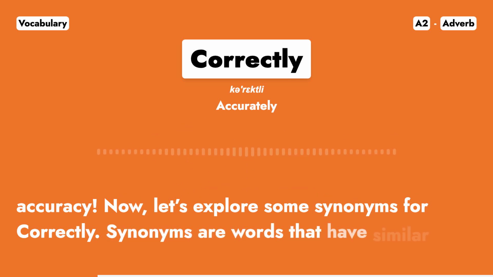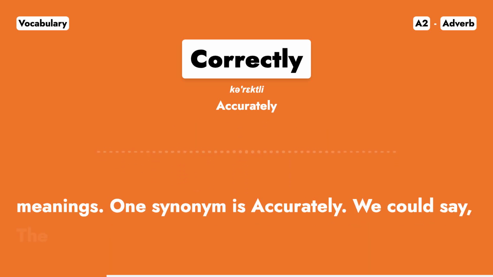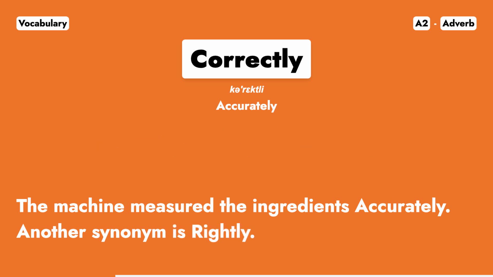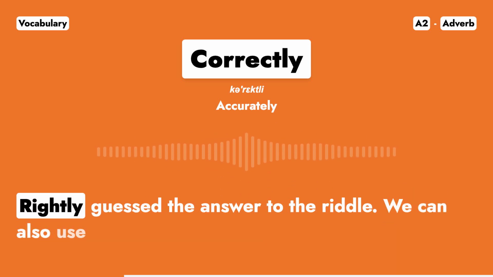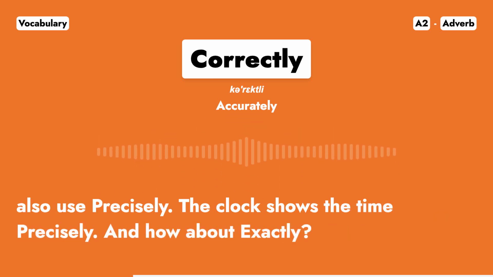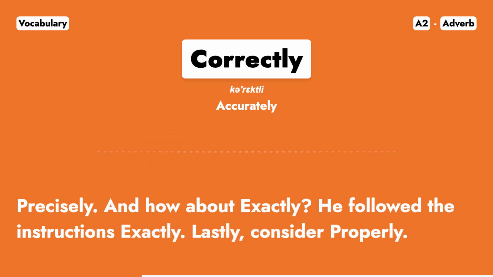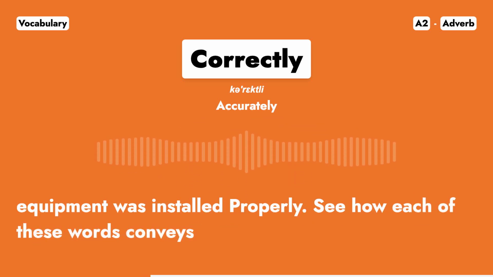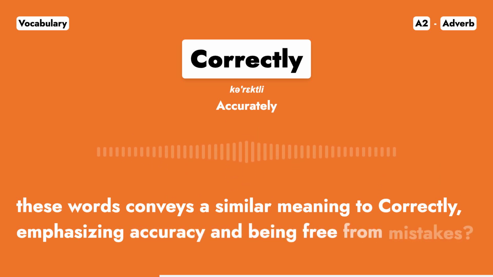Now, let's explore some synonyms for correctly. Synonyms are words that have similar meanings. One synonym is accurately. We could say, the machine measured the ingredients accurately. Another synonym is rightly. For example, you rightly guessed the answer to the riddle. We can also use precisely. The clock shows the time precisely. And how about exactly? He followed the instructions exactly. Lastly, consider properly. The equipment was installed properly. See how each of these words conveys a similar meaning to correctly, emphasizing accuracy and being free from mistakes.